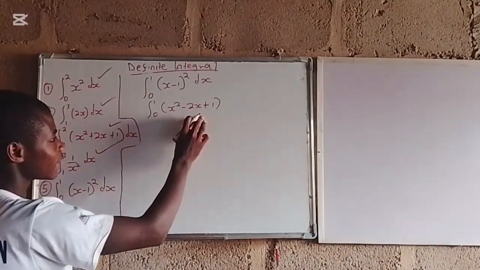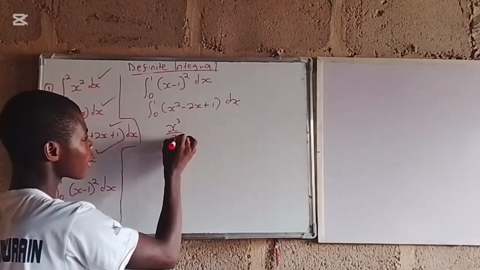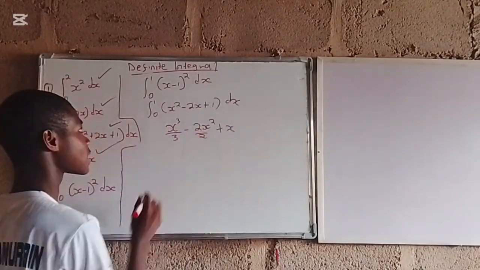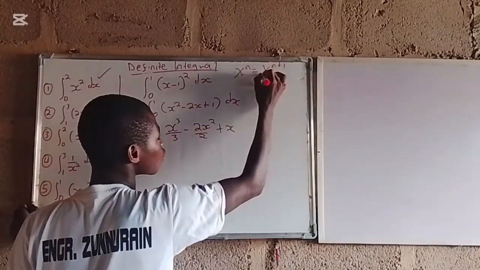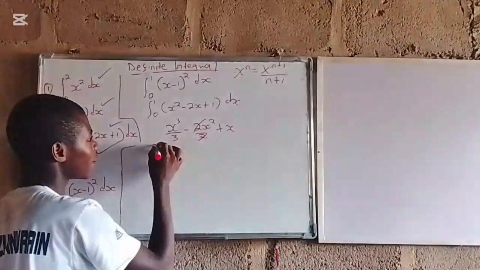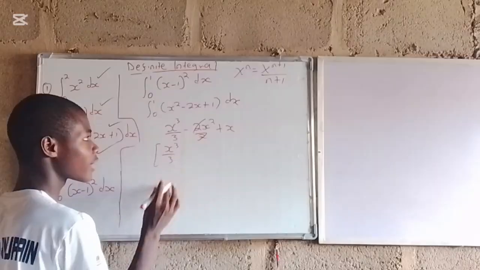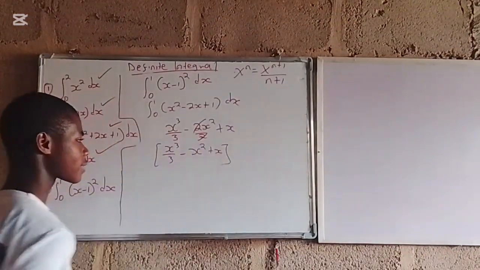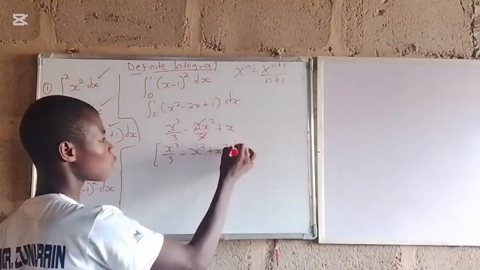So I have to integrate inside the bracket. Integrate this, I'll get x to the 3 over 3 minus 2x squared by 2 plus x. Don't forget, x to the power n is the same thing as x to the n plus 1 over n plus 1. So this will go with this, and then I'll have x cubed over 3 minus x squared plus x. So I have limits 0 to 1.